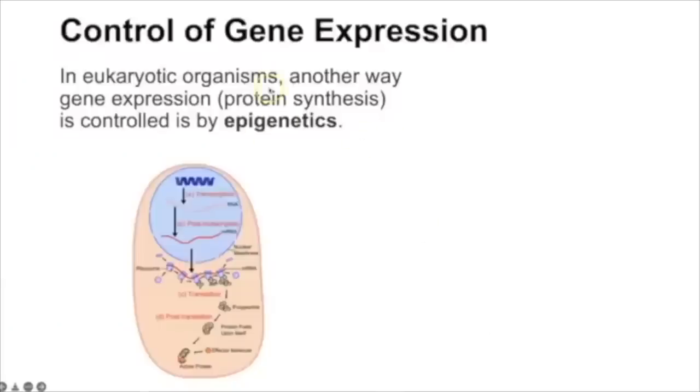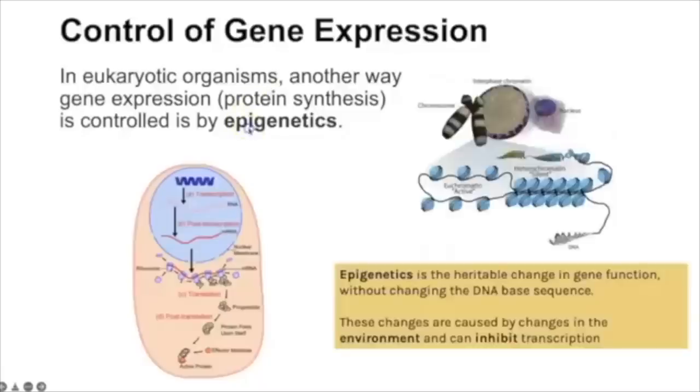Now, another way that protein synthesis is controlled is through something called epigenetics. And epigenetics is the heritable change in a gene function, but the DNA base sequence itself is not changed at all. Now, these changes can be caused by the environment, so things like your diet, stress levels, exposure to certain chemicals, and this can inhibit transcription.